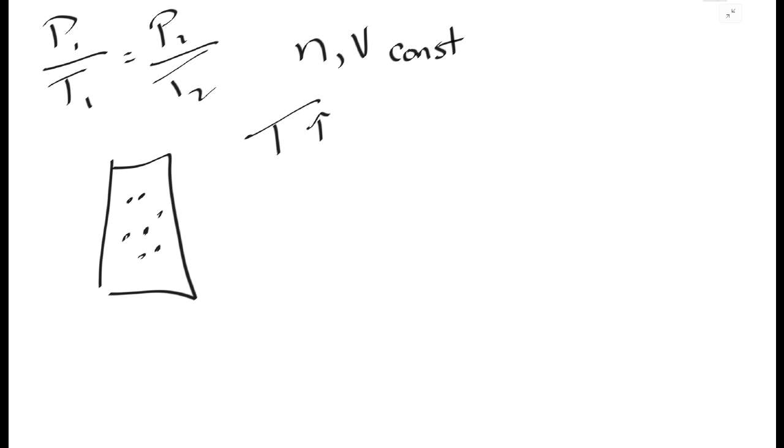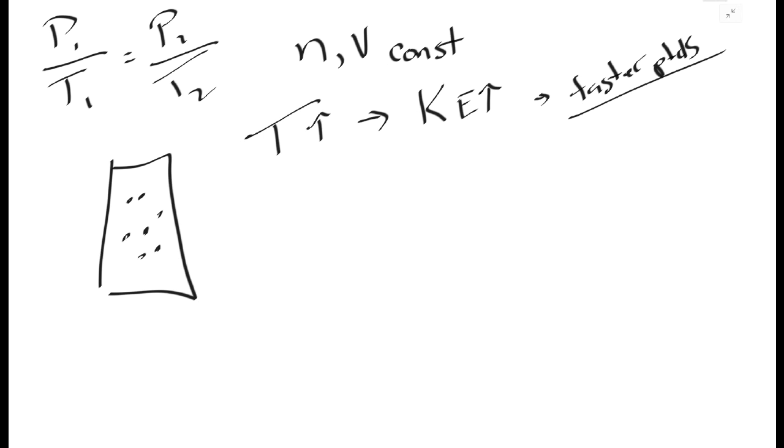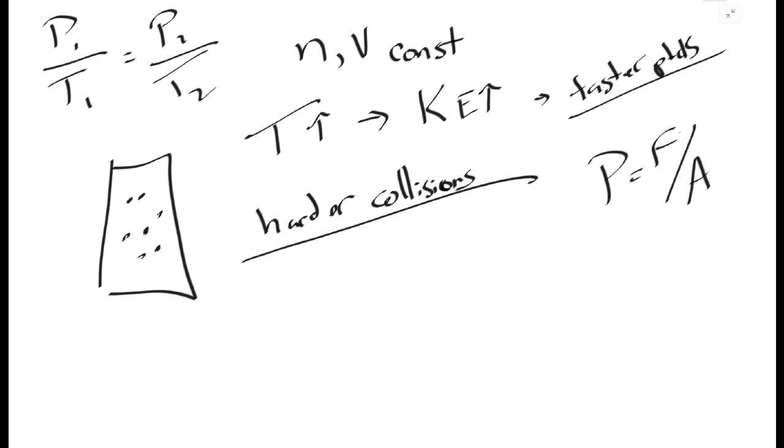Well, what happens when you increase temperature? You're increasing the kinetic energy of your particles. Kinetic energy, the energy of motion, they're moving faster. So you get faster particles. So increasing temperature means faster particles. Faster particles means harder collisions. So you're still getting the same number of collisions, right? But they're hitting harder. Same number of particles, same volume of your container, but harder collisions. So bam, bam, bam. Pressure is equal to force over area. You're increasing the force when you increase the temperature.